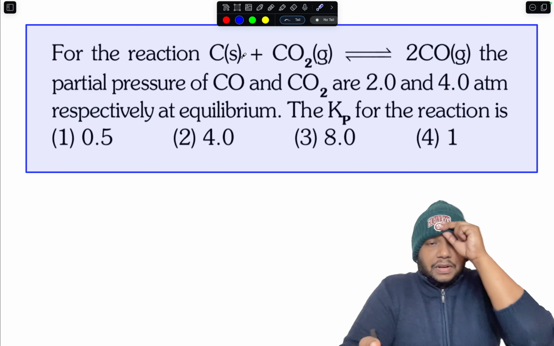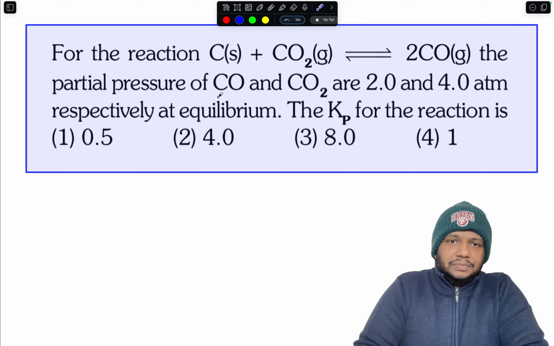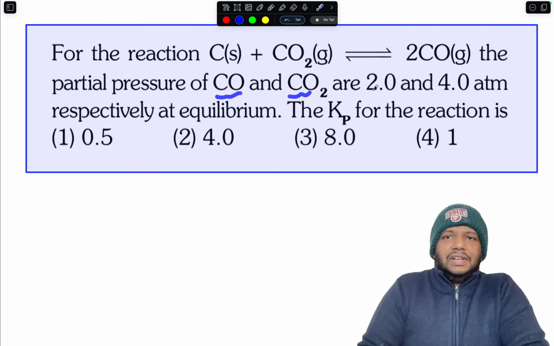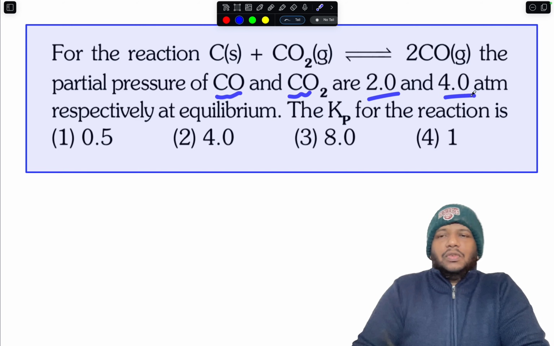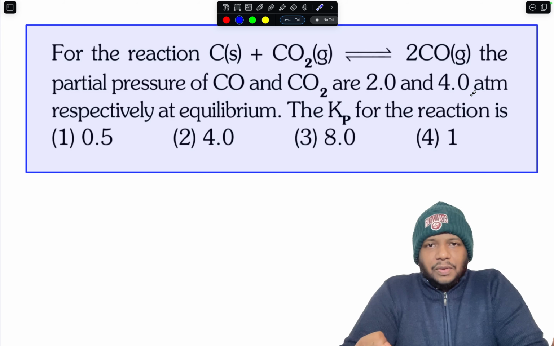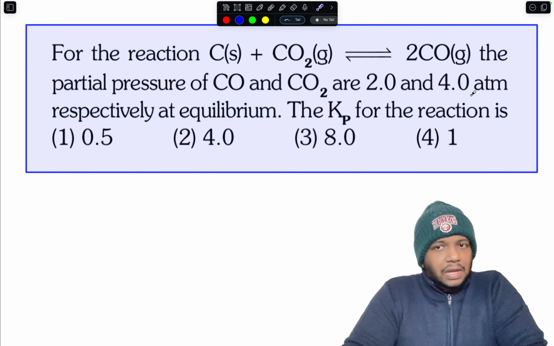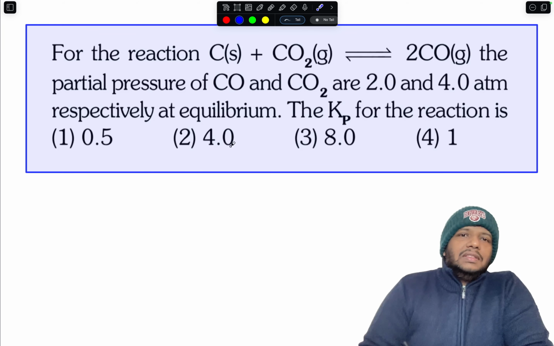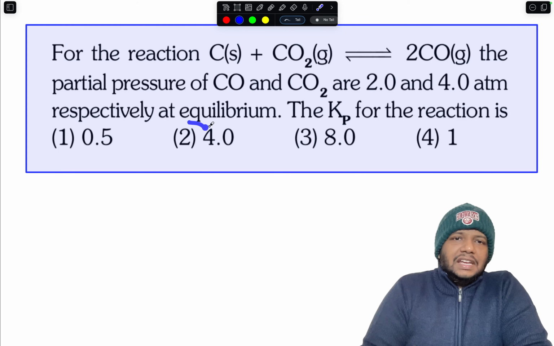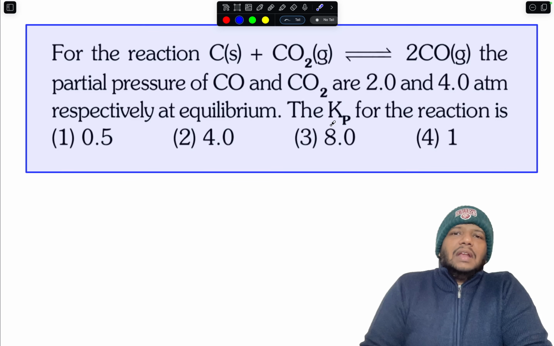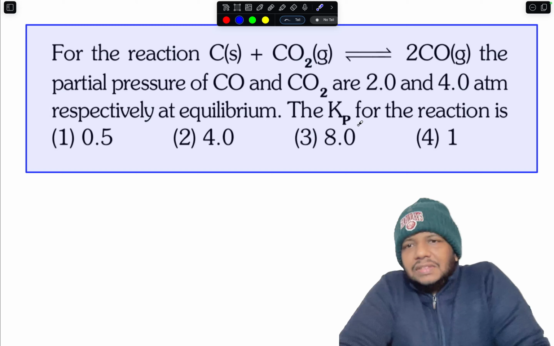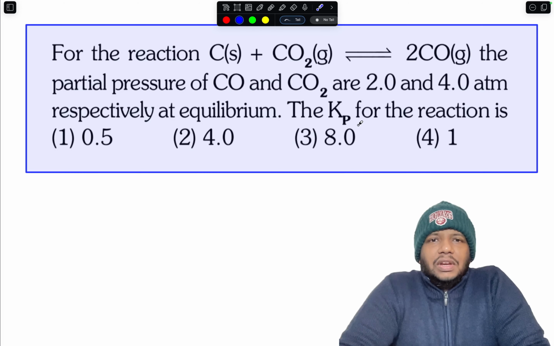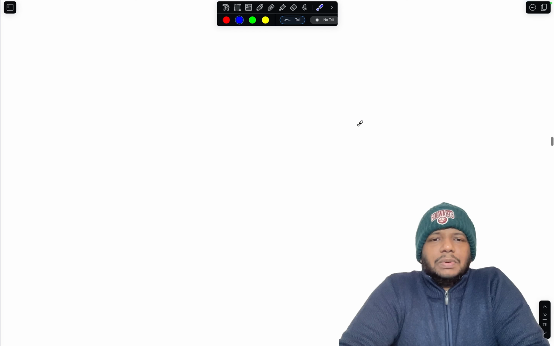The partial pressures of carbon monoxide and carbon dioxide are given as 2 and 4 atmosphere. We know that gases have partial pressure, but carbon which is in solid form will not have this. This is the pressure value at equilibrium. Now they are asking you to calculate the Kp value for this particular reaction. Now we need to write the Kp value for this reaction.